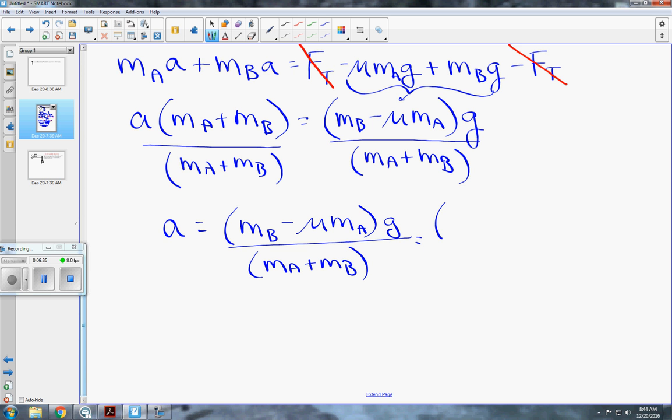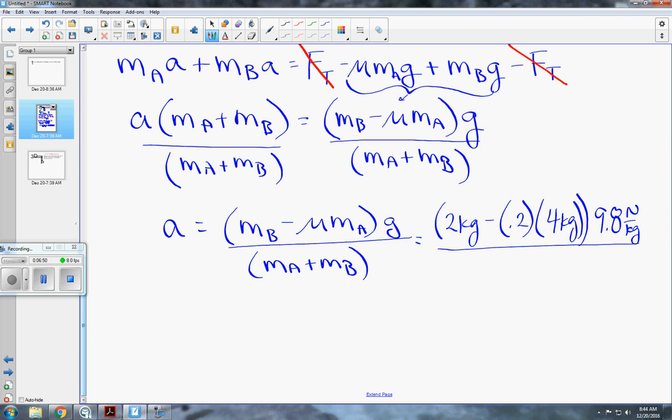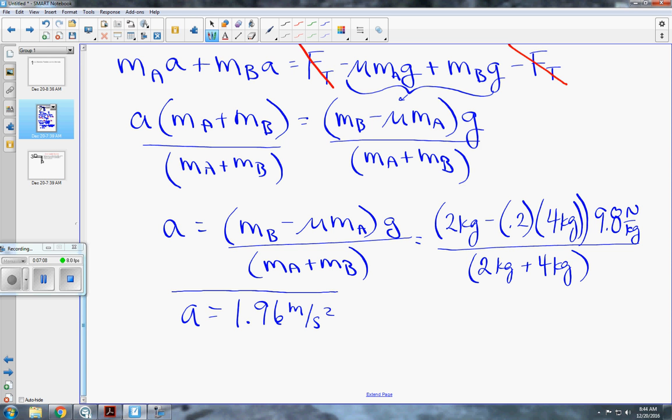My mass B was 2 kilograms. My mu was 0.2. Mass A was 4 kilograms. We're going to use 9.8 newtons per kilogram for g, gravitational field strength. Then we divide by 2 kilograms plus 4 kilograms. And when you work that out, you get acceleration is equal to 1.96 meters per second squared. So that's the acceleration of the system.